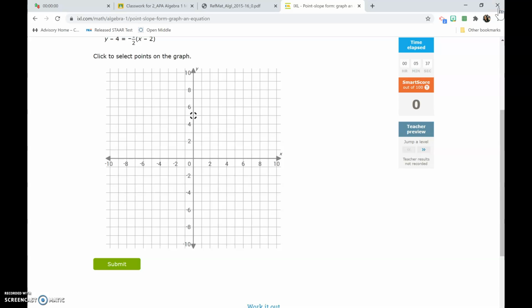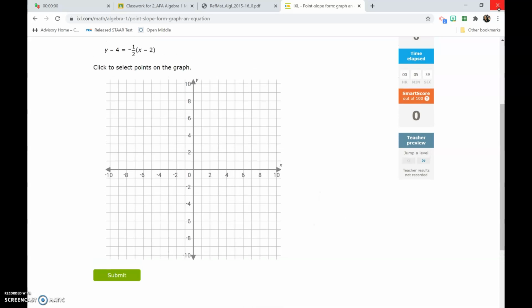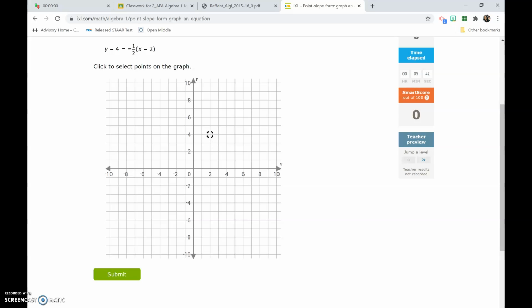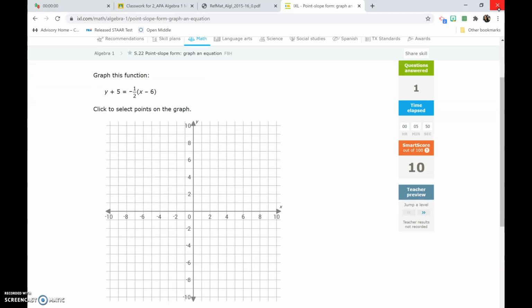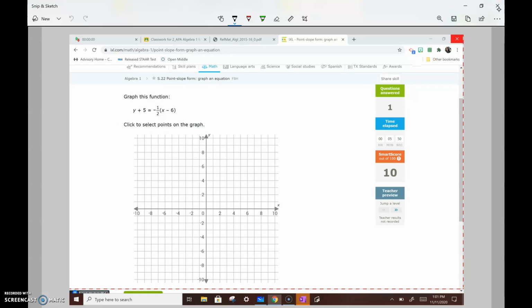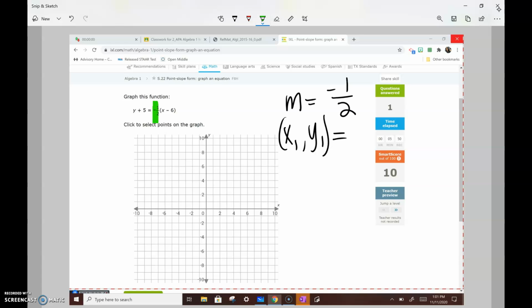Okay, let's do one more example. Oh, and I actually should have done it. So let's actually put it here. So we got 2, 4, and then let's see if IXL says we did it right. Let's see. All right, now IXL says we got it. So again, I am going to have m equal, and then my x1, y1. So my m is going to be -1/2. That's before.